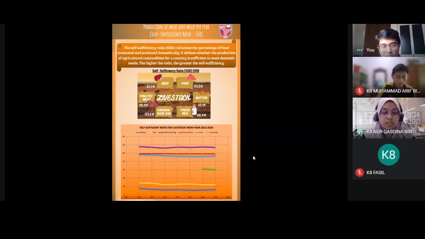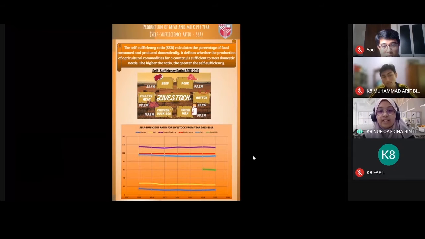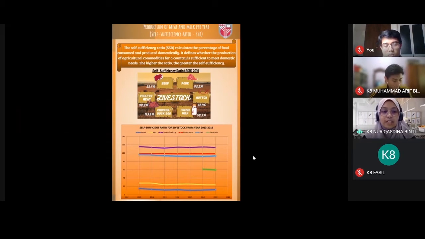SSR is being used by our country, Malaysia, and our country is one of the countries that have the highest SSR in the world. High SSR can ensure our country's food security, food import, and food export. If our country's livestock is already sufficient for domestic needs, we will increase our country's food exports. This can help the development of the country's economy.